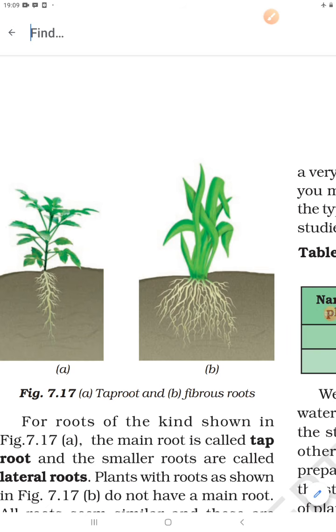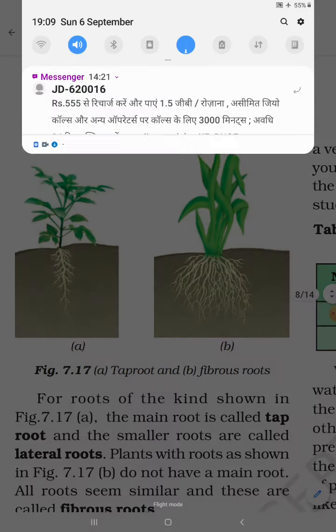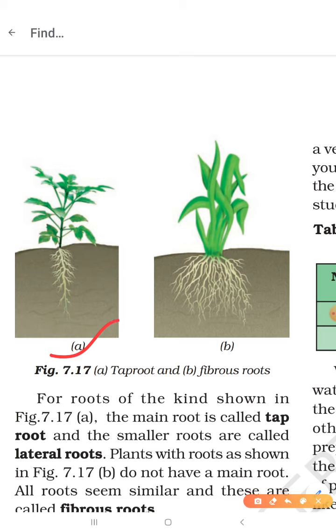For this, you have to do one thing also, dear. Go to an open ground where many wild plants are growing. Dig out a few. Wash the soil off the roots and observe them. Do you find that all of them have either of the kinds of roots shown in this figure? You can see here in this figure A and this figure B.